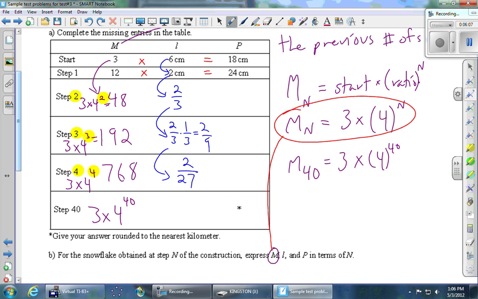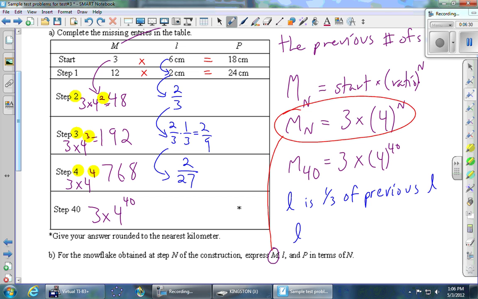And again, you can get decimals if you type stuff into the calculator, but I don't want to do 40 things if I want to fill in that last row. So how about we come up with something better here? The length is 1/3 of the previous length. So that's our kind of rule in English.